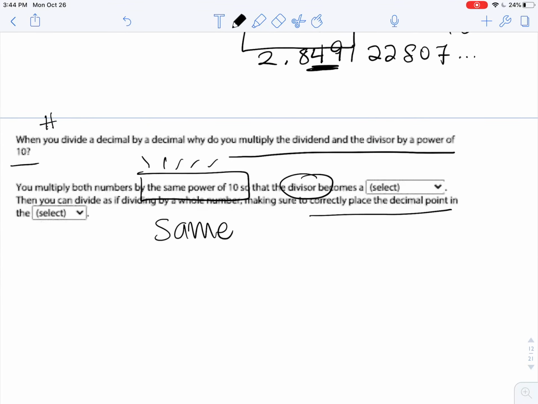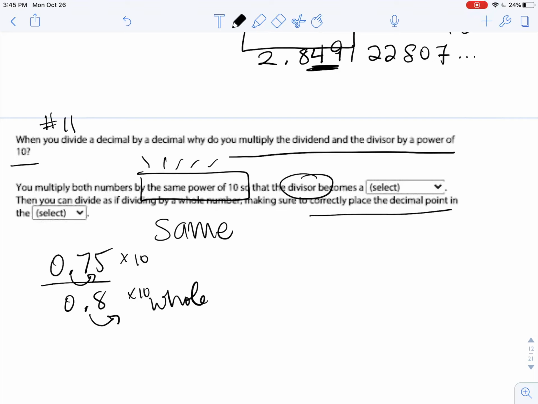This is number 11. When you divide a decimal by a decimal, so 0.75 divided by 0.8, why do you multiply the dividend and the divisor by a power of 10? Obviously, to make it a whole number. You multiply the numbers by the same power of 10, times 10 times 10, so that the divisor becomes a whole number. You can then divide as if dividing by a whole number, being sure to correctly place the decimal point in the quotient.